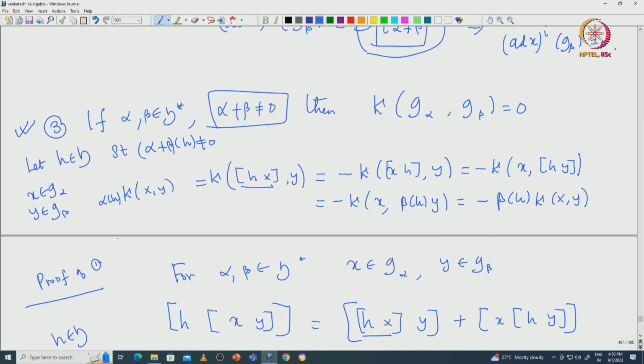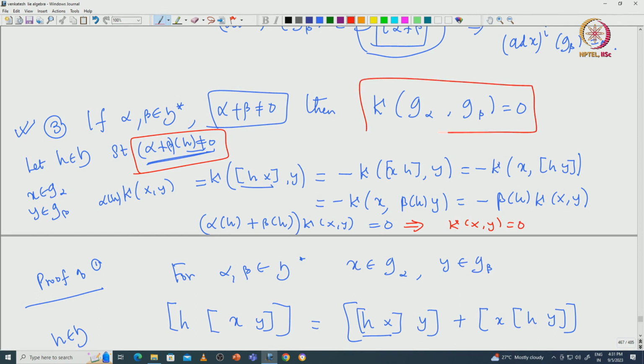Now you put together, and what do you get? You get alpha of h plus beta of h, times kappa of x comma y, is indeed 0. Since alpha of h plus beta of h is non-zero, that is the assumption we have already made, that implies that kappa of x comma y must be 0. So this proves that kappa of g alpha comma g beta must be 0 for all alpha, beta in H star such that alpha plus beta is non-zero.